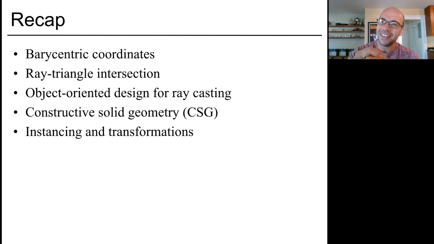One was CSG, where we showed it's easy to intersect a ray with a CSG object by using intervals and interval arithmetic rather than actually constructing that 3D model. Then we talked about instancing and transformations, and the really key thing to get right there is the transformation of the normal vector. So that does it for today. In our next lecture, we're going to move on from ray casting to ray tracing and talk about secondary rays.